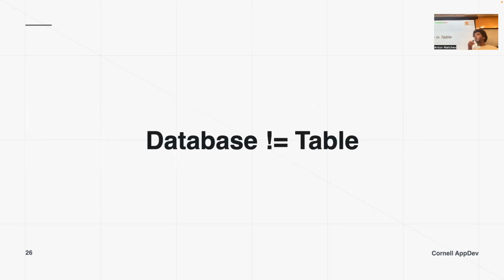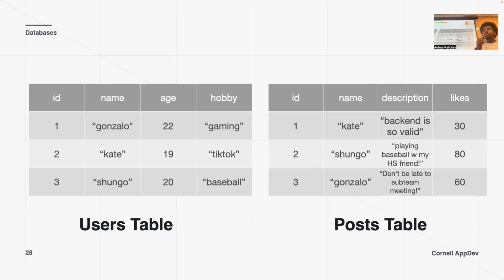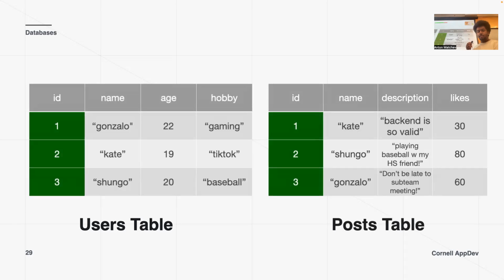And one thing to really remember is that a database is not a table. It's actually a bunch of tables together. So a database stores a lot of tables, at least more than one. So we could have a users table and also a posts table. We could have a table of transactions. We don't have to have only one. It's just a collection of tables. Each table has its own ID column that's not necessarily related to the other tables' ID columns.